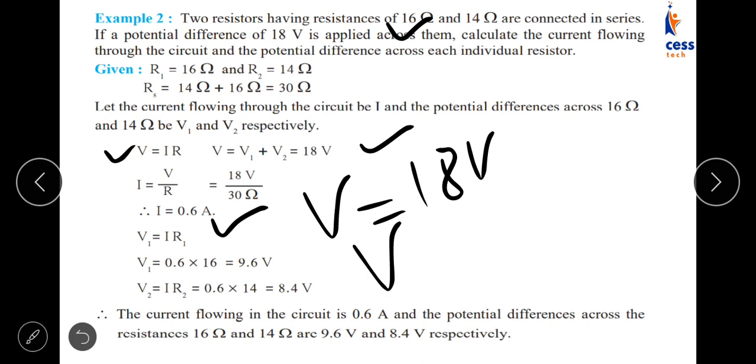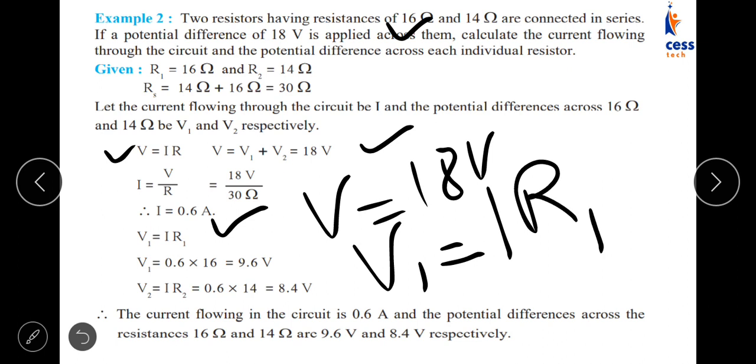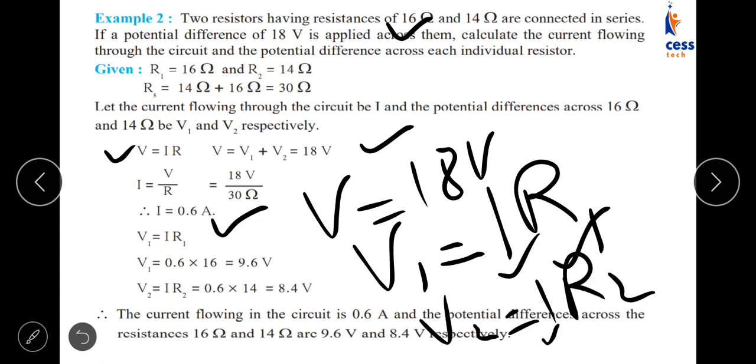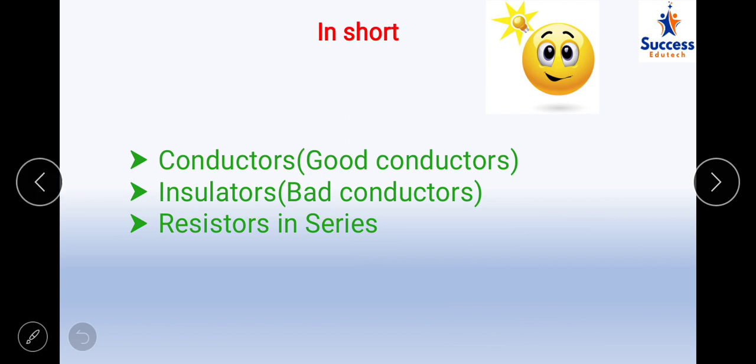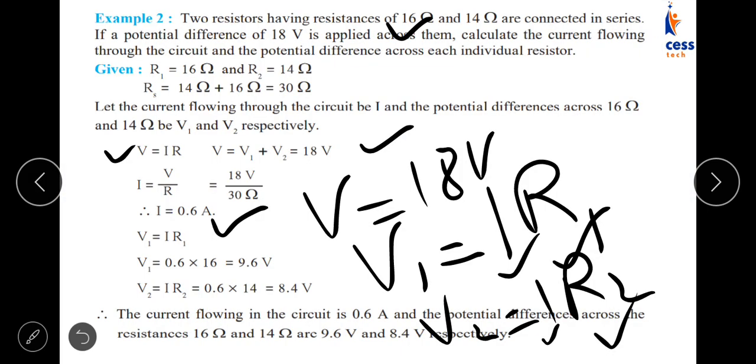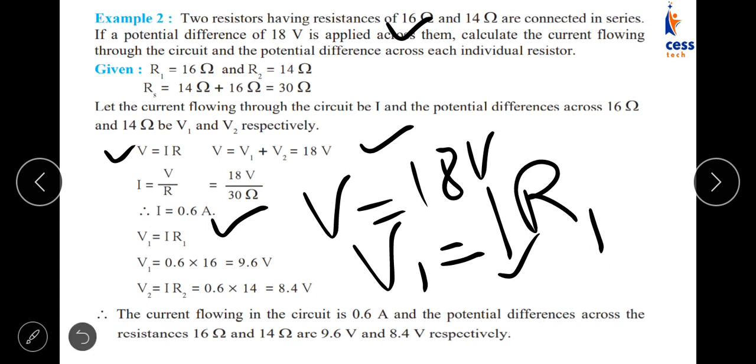Finish. Because you want to find V1, you need the formula I into R1, correct? So you have the I value, which you found as 0.6 ampere, and you have R1. Similarly, for V2, you need I R2. So you have the I value, you have the R2 value, you can find V2. So simply substitute the values and find V1 and V2. So the current flowing in the circuit comes out to be 0.6 ampere.